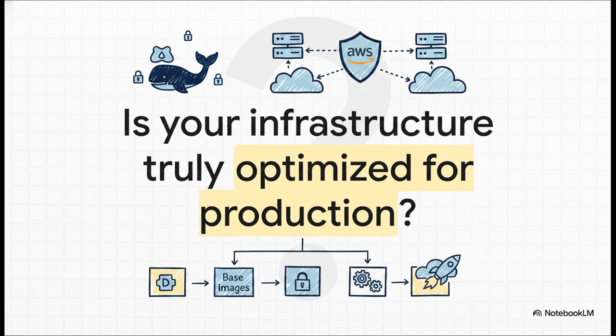So I want to leave you with a thought to chew on. Take a hard look at your own development pipeline right now. Is your Docker image genuinely as small and secure as it possibly could be, or are you maybe relying a little too heavily on manual, ClickOps deployments? There is almost always room to tighten up your infrastructure.